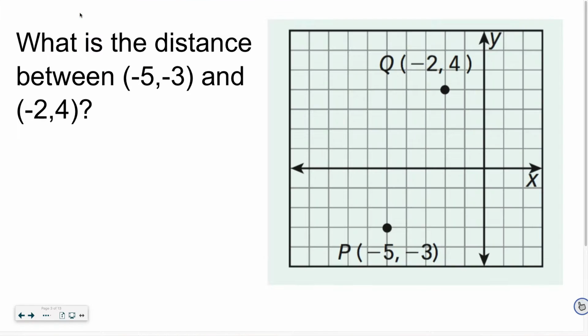Distance using the Pythagorean theorem. Yesterday we had points on our coordinate grid, or coordinate plane, and what we did was we created lines, we created triangles. There's actually a way that you can use the Pythagorean theorem without having to create a triangle, even if you don't have a line. And that's what we're going to work on today.